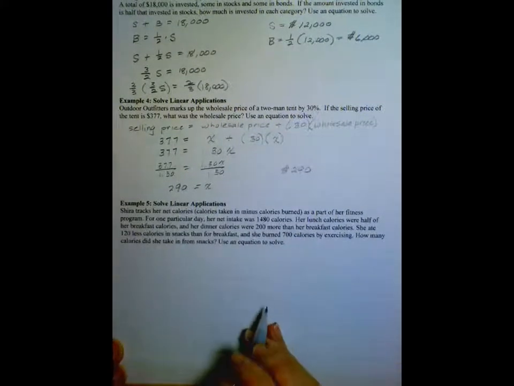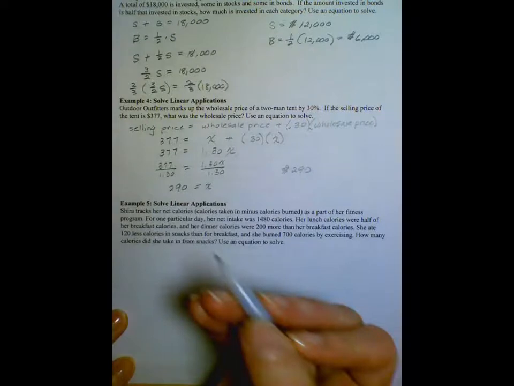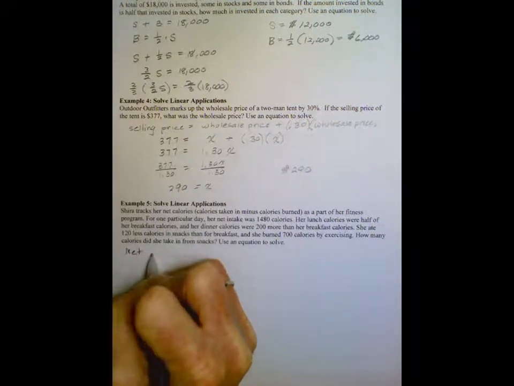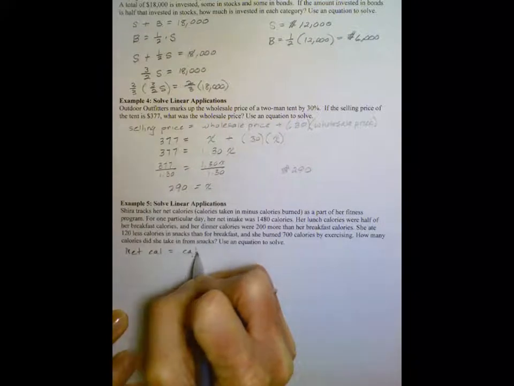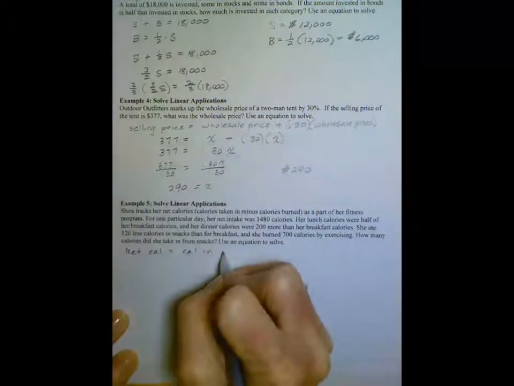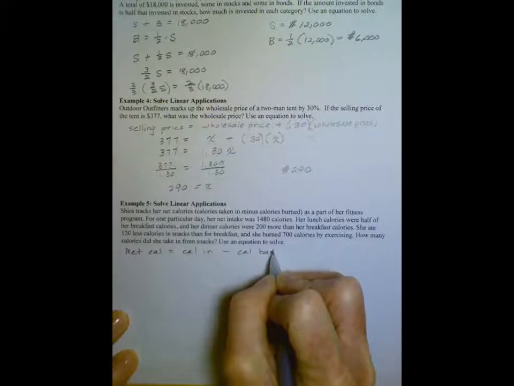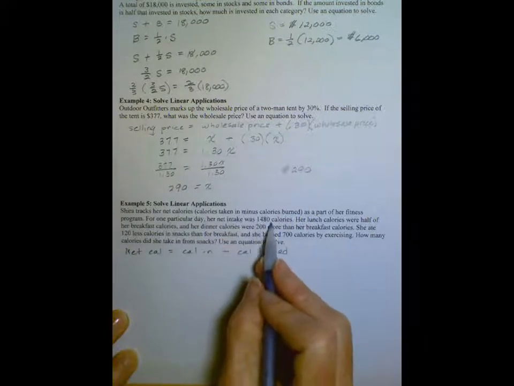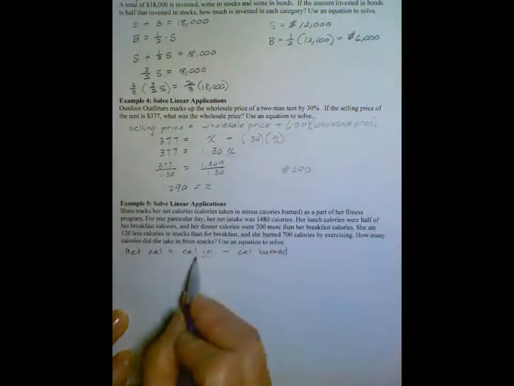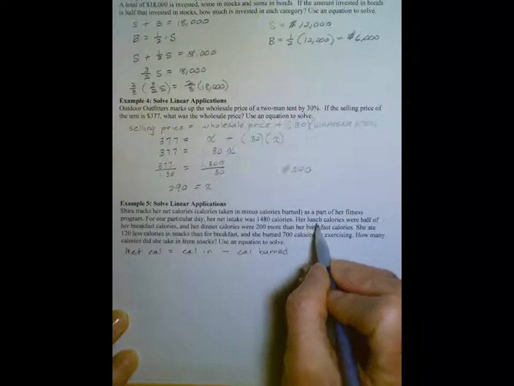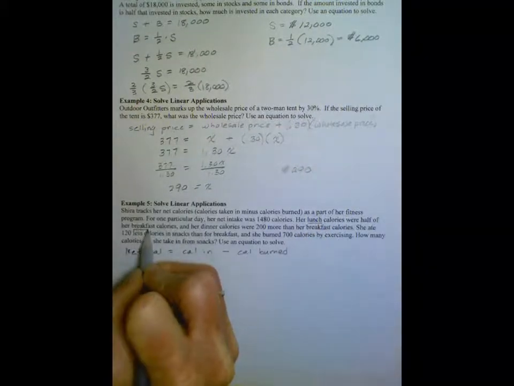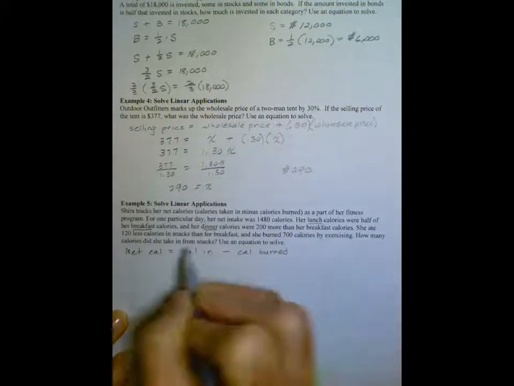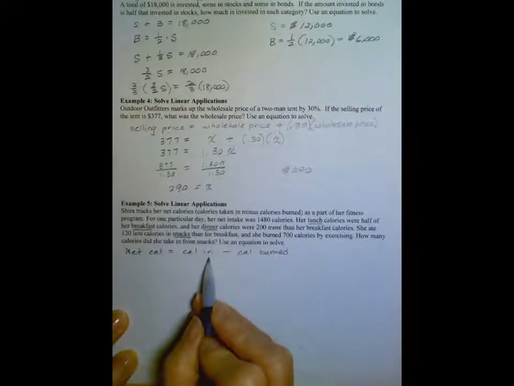Okay, last example. Shira tracks her net calories taken in minus calories burned, as part of her fitness program. Well, let's again just write some words first. Her net calories equals calories in, I'm just going to use cal for calories, minus calories burned. This is what she does every day. Okay, for one particular day, her net intake was 1480. Well, before we get to that, let's think about calories in. What are they going to tell us? She's going to get calories in from lunch, breakfast, dinner, and snacks. That's where she's getting calories in.